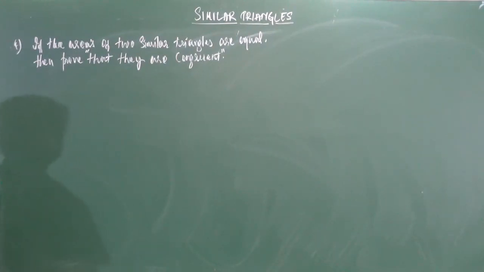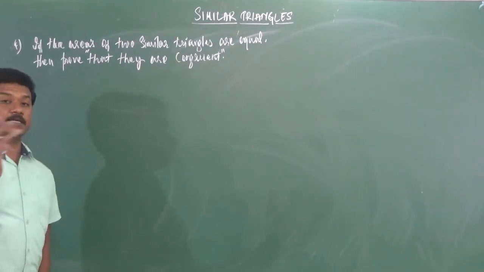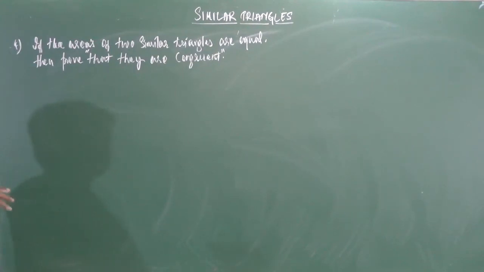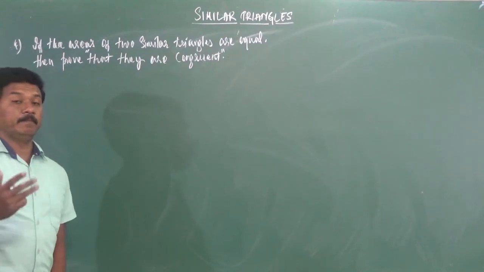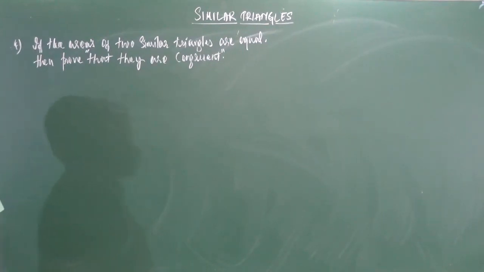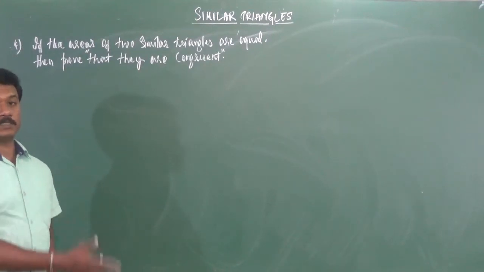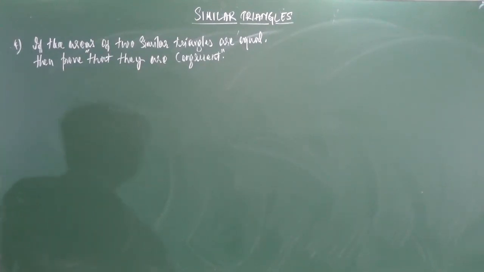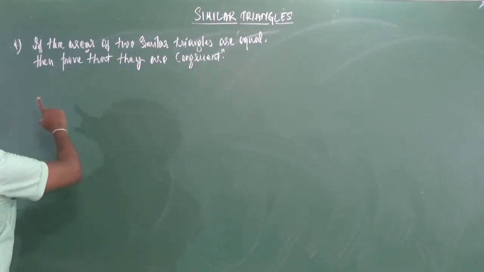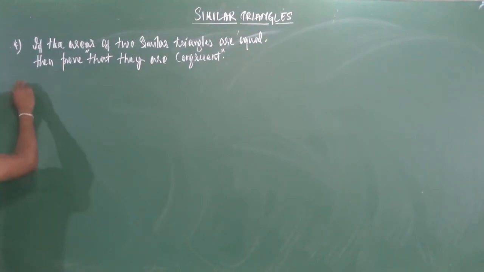So if the areas of 2 similar triangles are equal, then prove that they are congruent. While discussing the basic concept of similarity in the previous sessions, I had told you this: if 2 triangles are congruent, then they have equal areas, and congruent triangles are always similar. So the reverse of this, they are asking you.